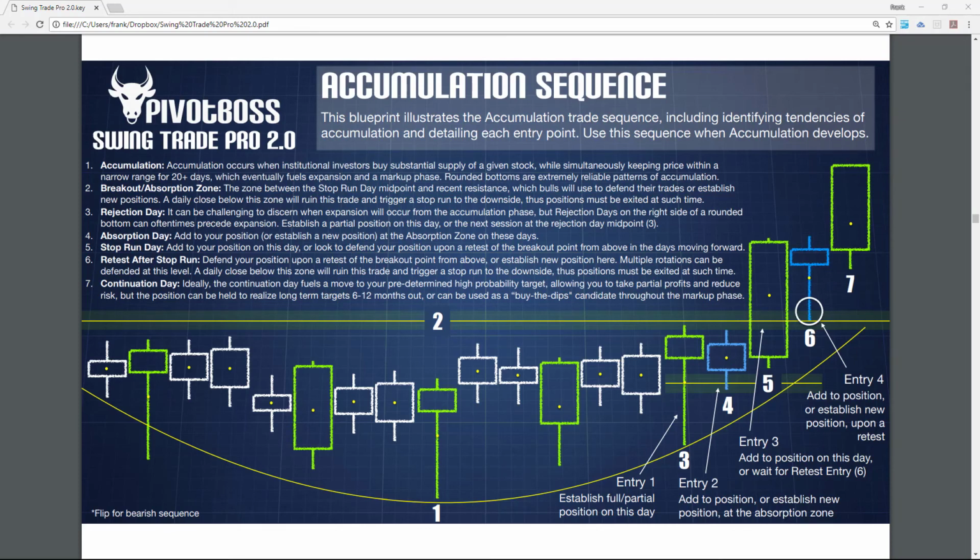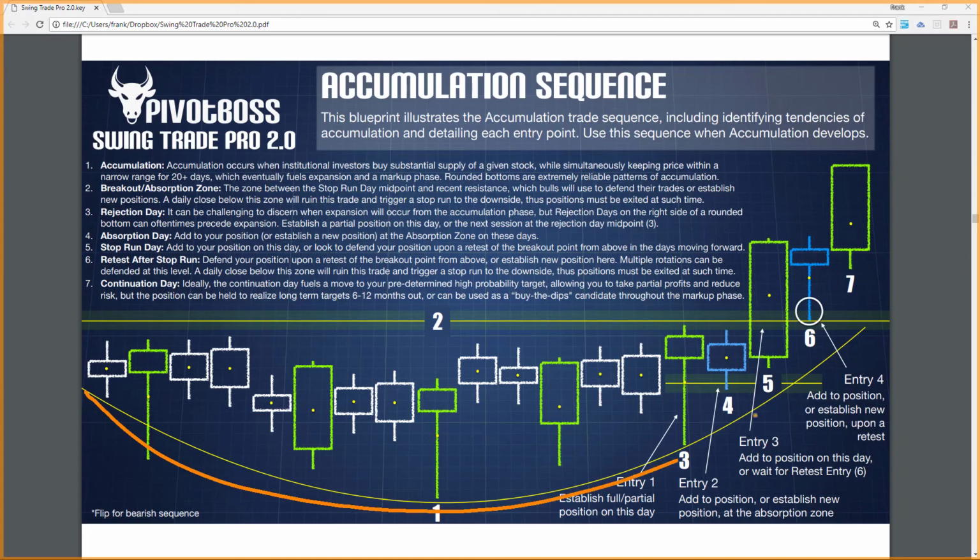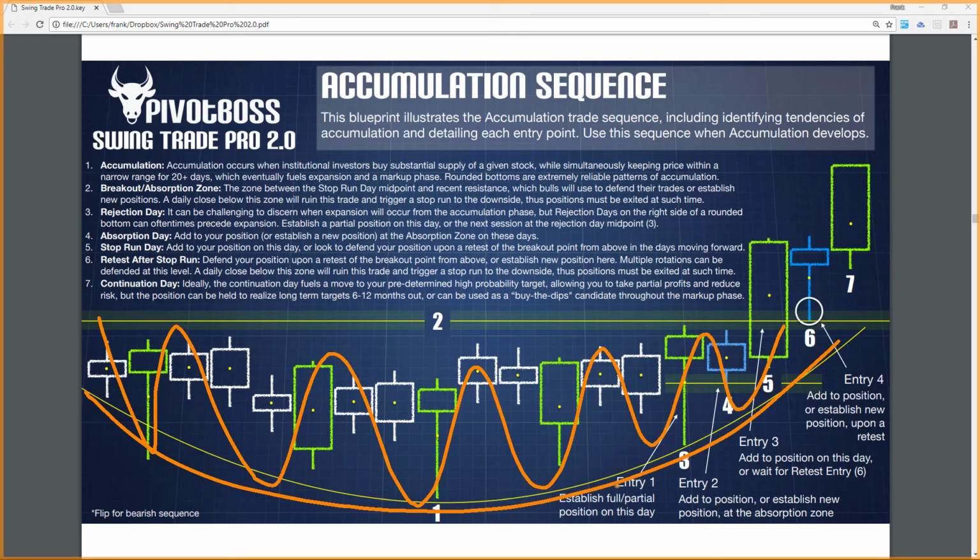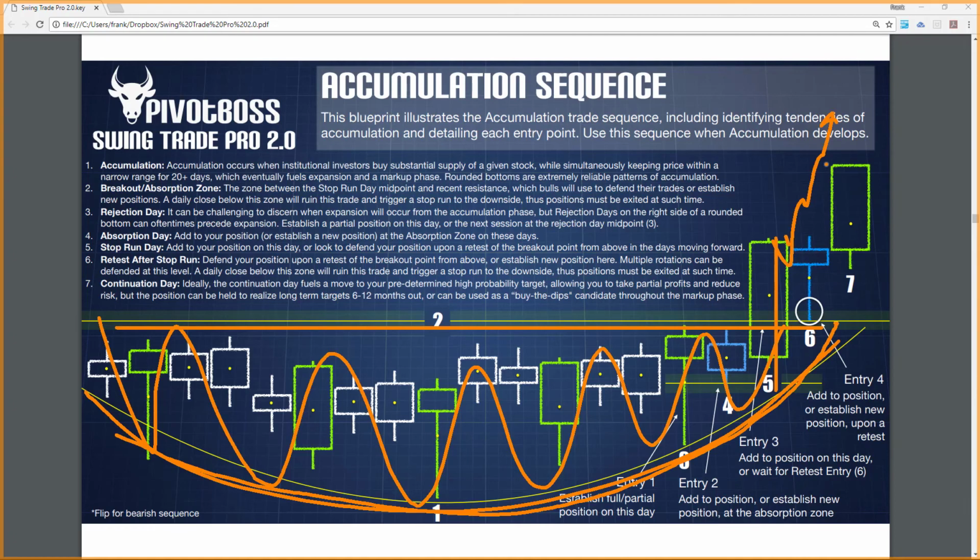Rounded bottoms are extremely reliable patterns of accumulation. You'll usually hear me say rounded bottom a whole lot of times in my trading room, and what we're talking about, at least in this instance, is when you have a large accumulation range and slowly but surely the right side of that pattern starts to round off, creating higher lows, higher lows, higher lows, until finally you see a massive stop run through resistance, and that triggers a path of markup all the way toward recent pivot highs. It could be a major move that comes.